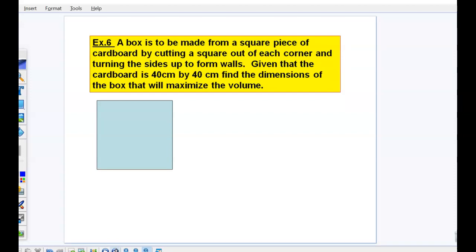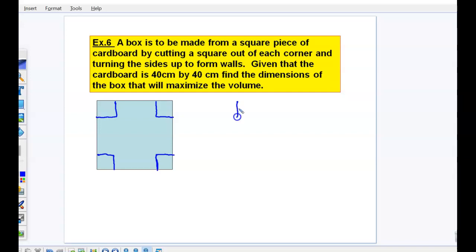square piece of cardboard by cutting a square out of each corner, turning up the sides to form walls. Given the cardboard is 40 by 40, find the dimensions of the box that will maximize the volume. Okay, so we have a square piece of cardboard and we are cutting squares out of the corner. So you kind of get a visual of what's happening here.